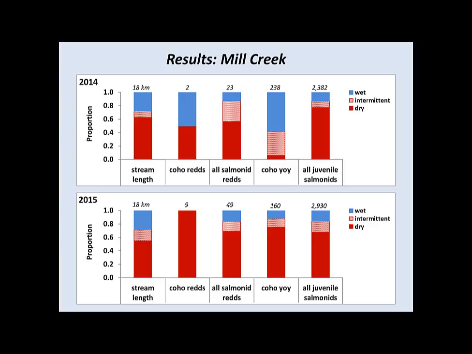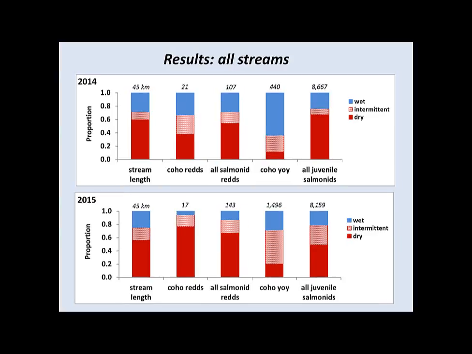And I've been focusing on Mill Creek, but summarizing all of the streams, we looked at 5 different watersheds, 45 kilometers of habitat, and pretty similar results. These fish are just not rearing in locations where they're going to survive in these drought years.